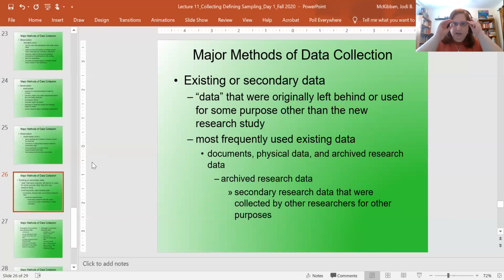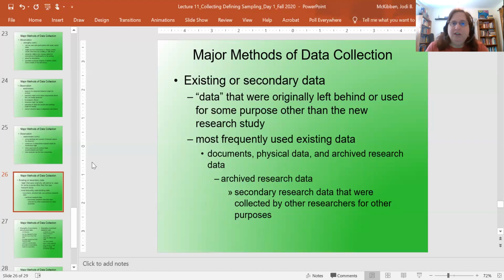Existing or secondary data. Data that were originally left behind or used for some purpose other than the new research study. Most frequently used data are documents, like physical data, and archive research data. So what's archive research data? It's secondary research data that were collected by other researchers for other purposes. I love secondary data, existing data. I think it's a great way to do research.